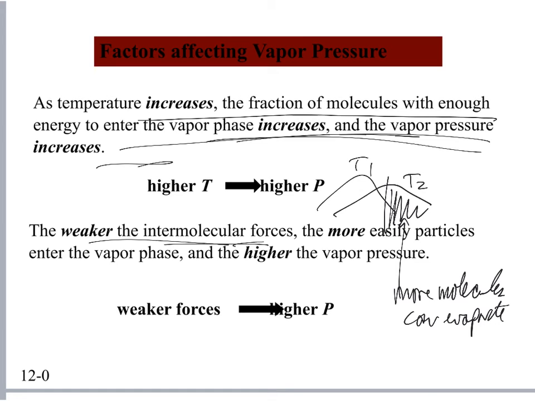If you have weak intermolecular forces, the more easily particles enter the vapor phase and the higher the vapor pressure. So that's kind of what I said earlier. The molecules can break free from the liquid either by being very volatile, they have weak intermolecular forces, or you could increase the temperature.